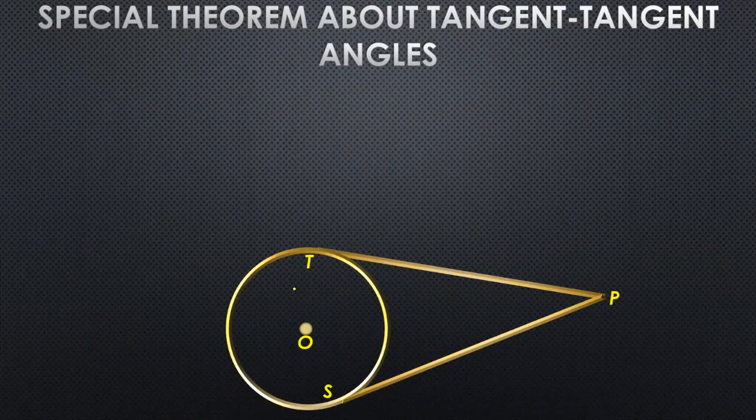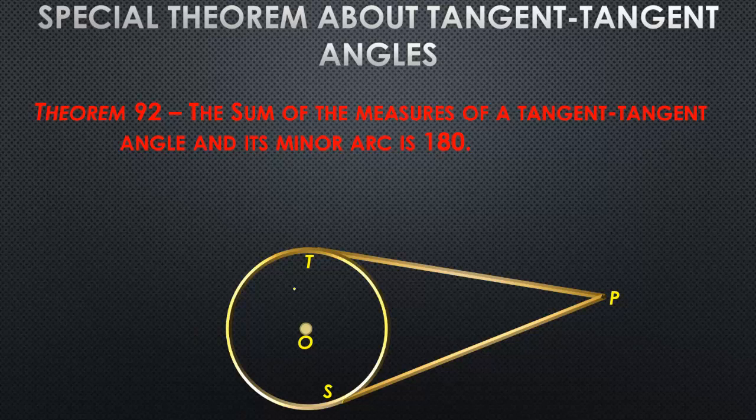And a special theorem about tangent-tangent angles. The sum of the measures of a tangent-tangent angle and its minor arc is 180. So if you added the measure of this angle here and the measure of this arc here, it's always going to add up to 180 regardless of if the vertex was, say, here. If you move it all the way back here, the measure of the angle and the measure of the minor arc is always going to be 180. That can be a pretty useful theorem, as you'll see in some of the practice problems.